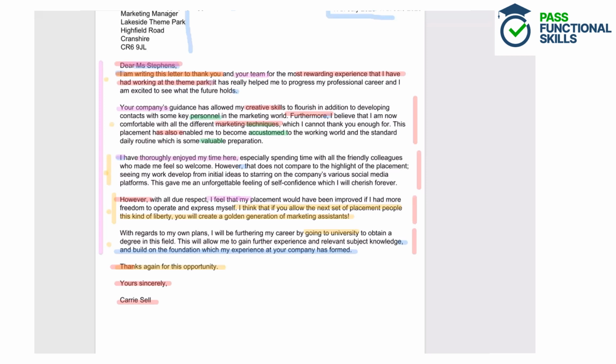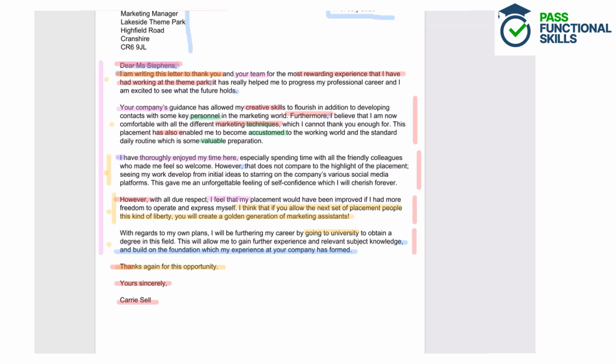For example, "Furthermore, I believe that I am now comfortable with all the different marketing techniques, which I cannot thank you enough for." So here we've connected a few different ideas. We've used "furthermore" to address that we are referring to the previous sentence. And then we've explained that we're now comfortable with marketing techniques. And then we've linked this to the idea of thanks.